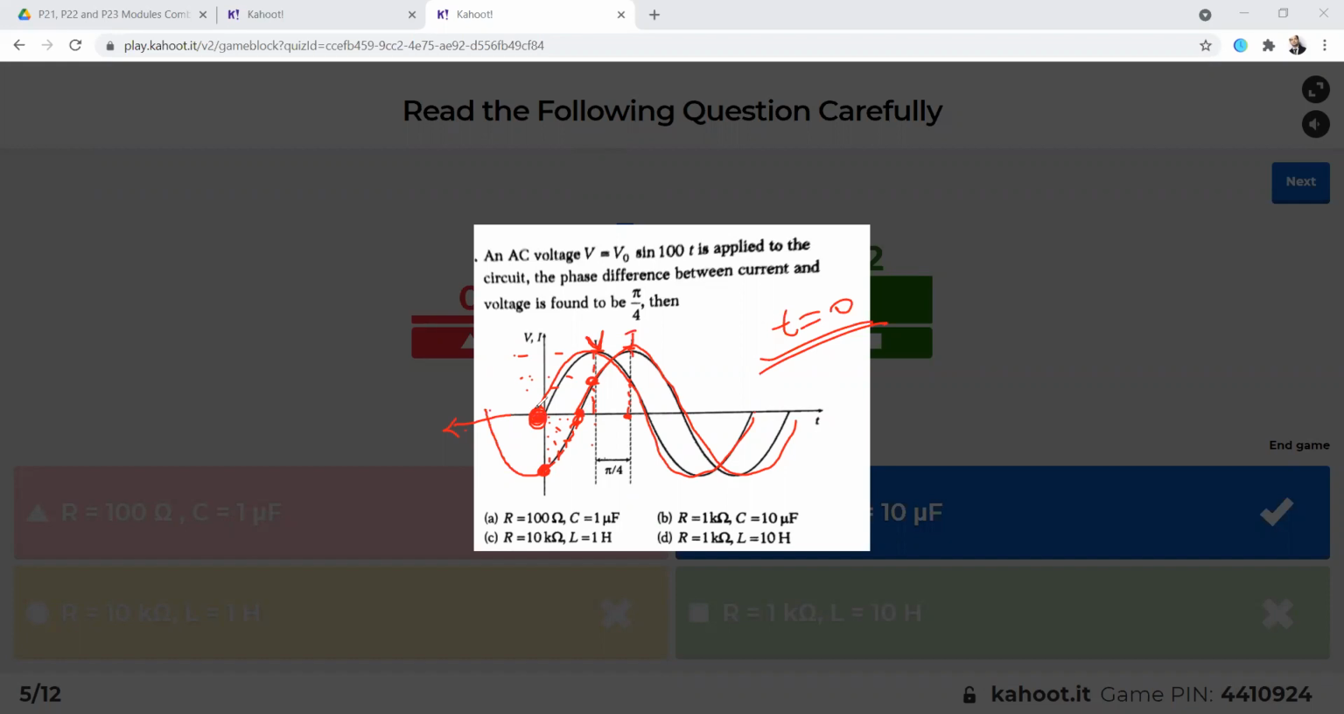But how will we find out the value of R or C? Yes, sir. If it is lagging, voltage lags. It is better to consider ahead. So I thought here the current is ahead.